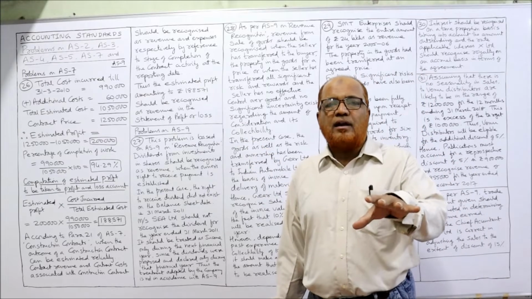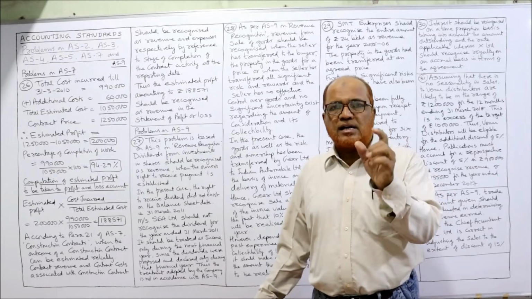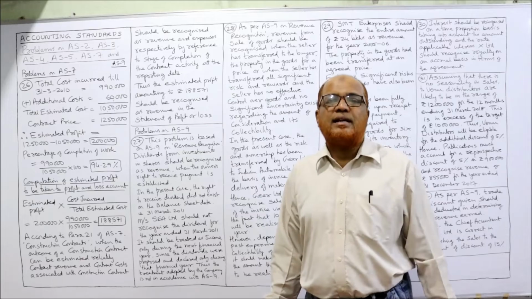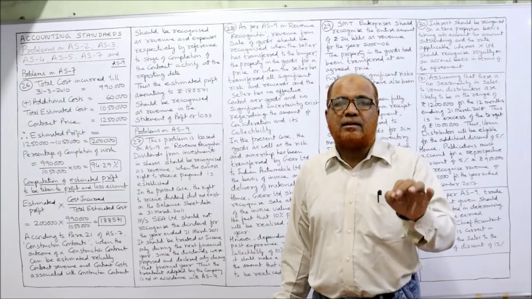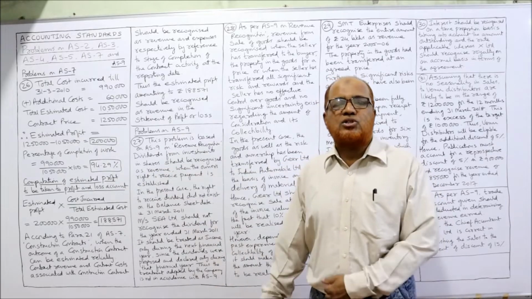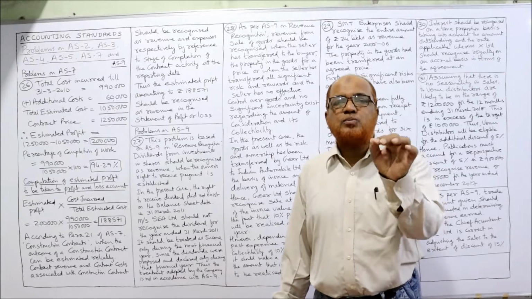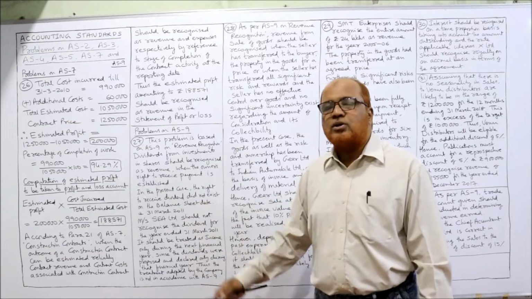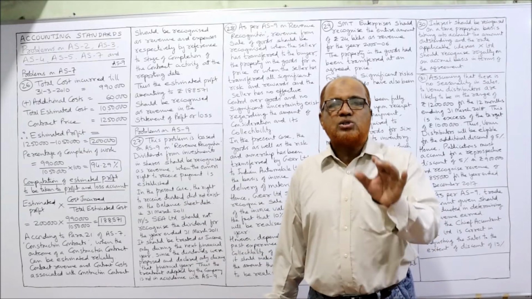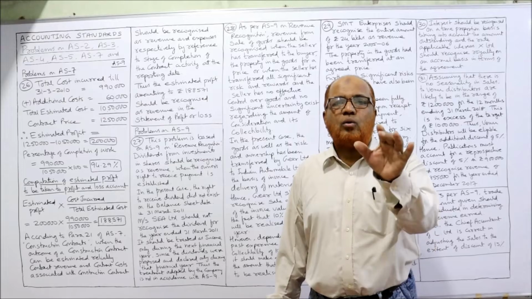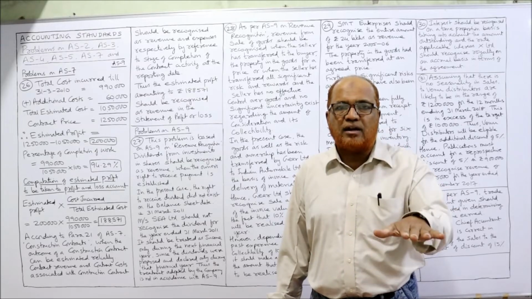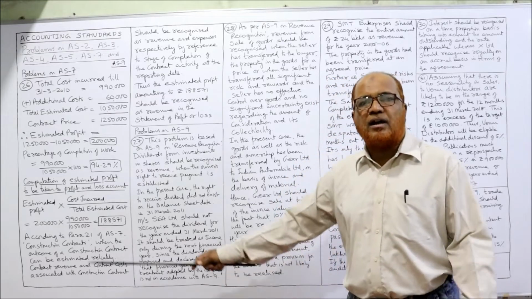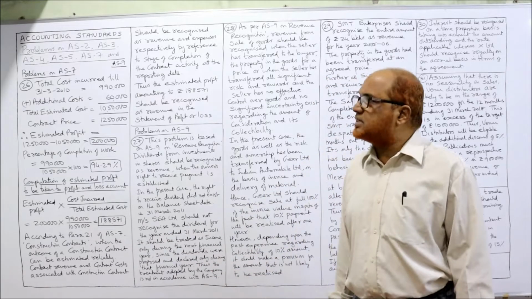At the end of the year, the AS7 is suggesting we have to find out the percentage of work completed on the reporting date. Reporting date is 31st March. So as on 31st March, how much percentage of work has been done? So we got 94.29% work is done. So we recognize the revenue and cost for the current year up to 94.29%. That is the provision given under para 21 of AS7.